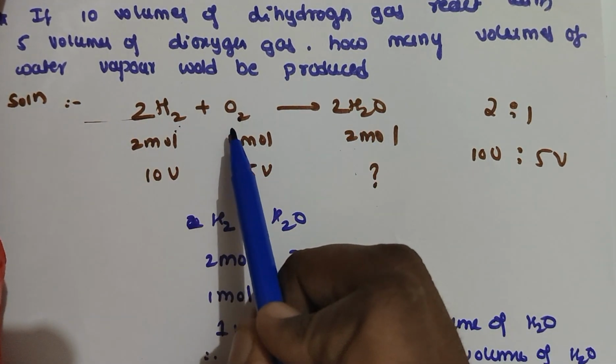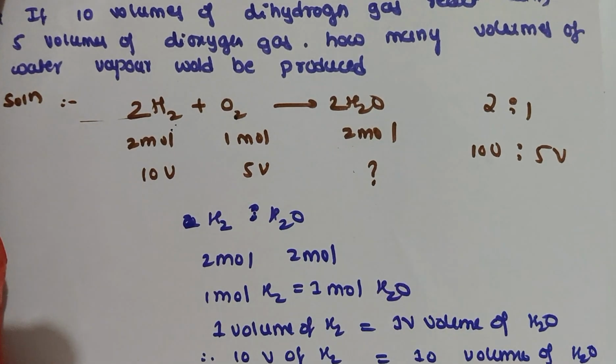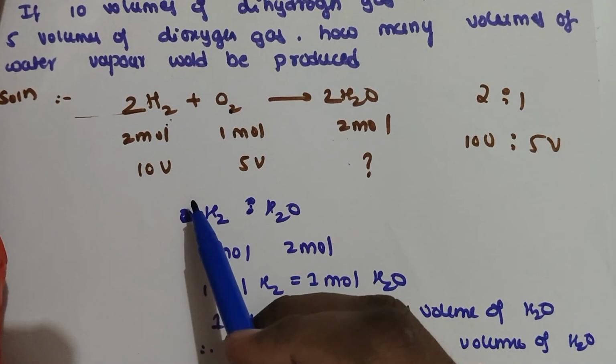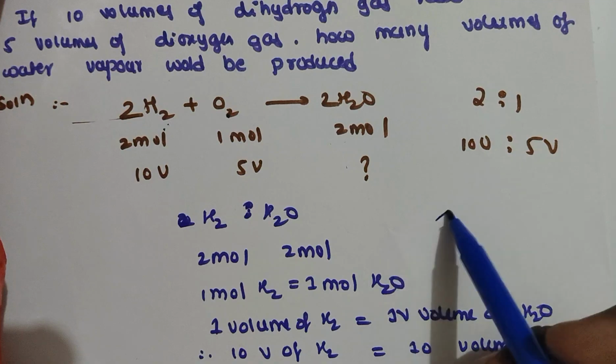2H2 plus O2 gives rise to 2H2O. Is this clear? Again, first we have to write down the moles. 2 moles of H2 and 1 mole of O2 give 2 moles of water.